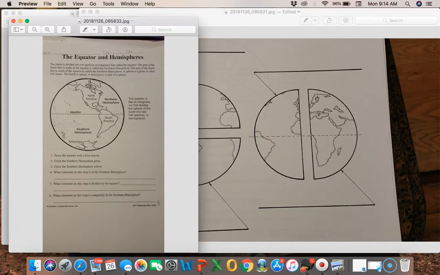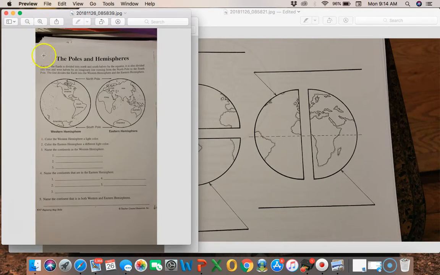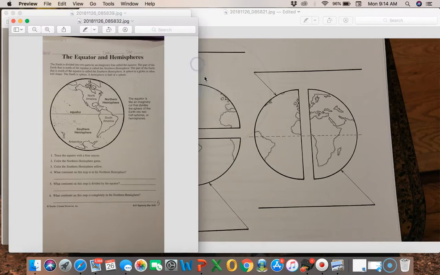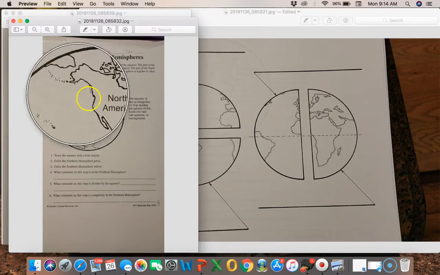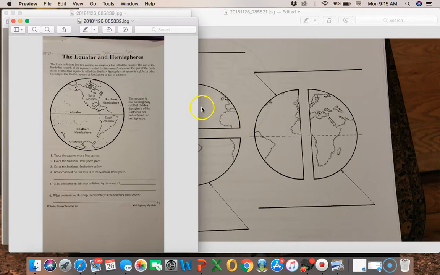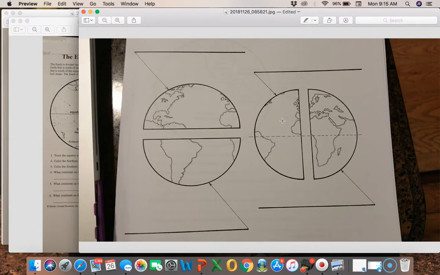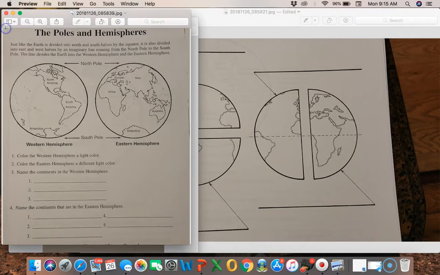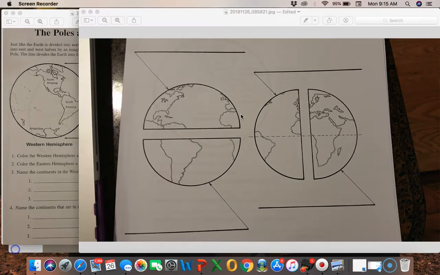And then the next one we're going to glue on is the poles and the hemispheres. So you have three papers that you're going to be gluing on. The first one is this, then the equator and the hemispheres, and then the poles and the hemispheres. You're going to pause the video as soon as all those are glued in. Then we're going to do some notes.